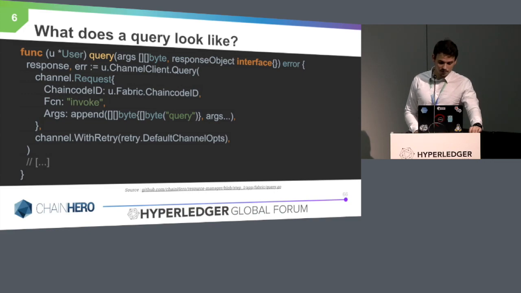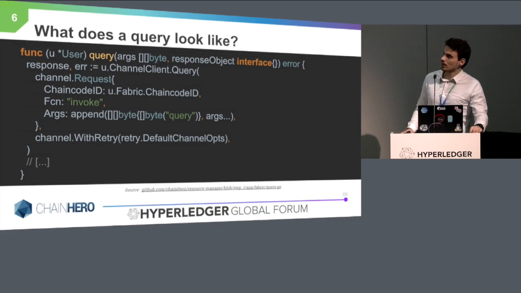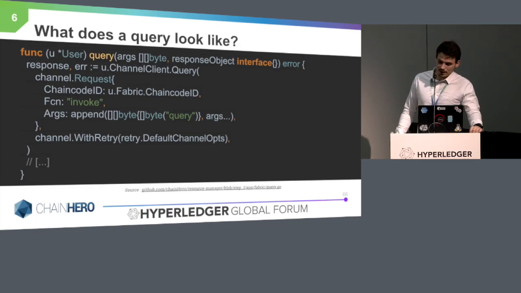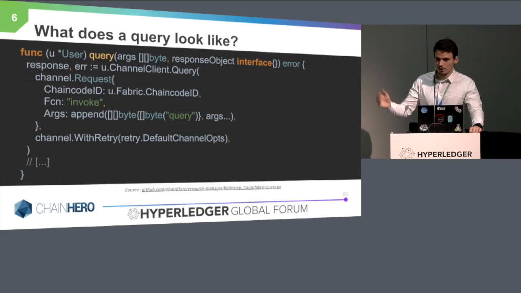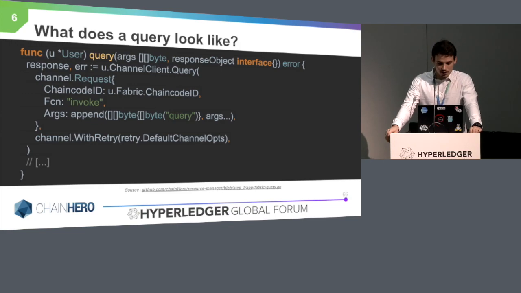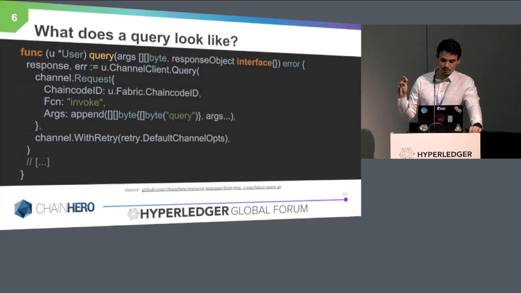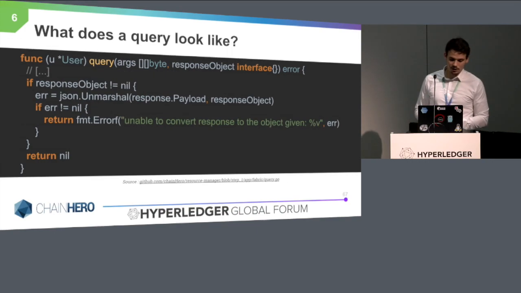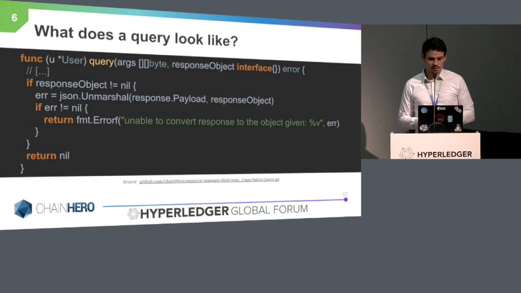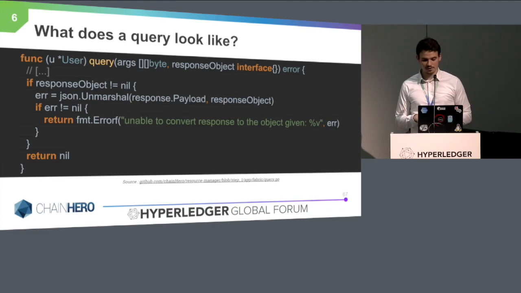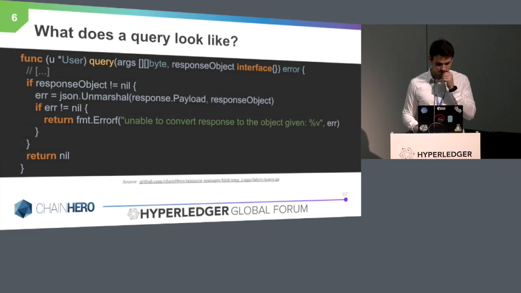We also provide a way for the SDK to know if there is an issue. For example, when your query appears, it doesn't answer. With a channel with retry, we can tell the SDK to retry 10 times, for example. Then we retrieve the results, and we store every piece of information in the response object interface that the user provides to the query function.